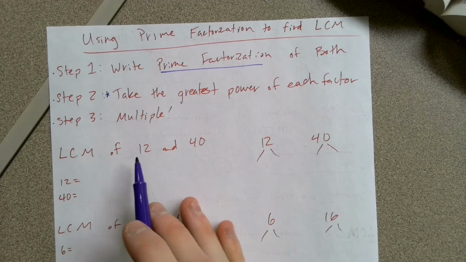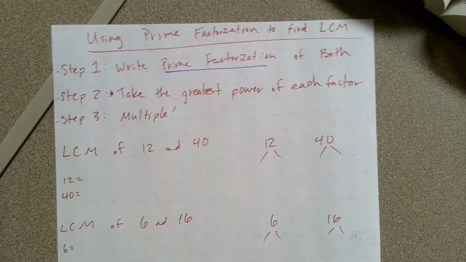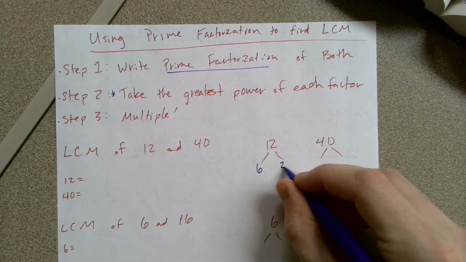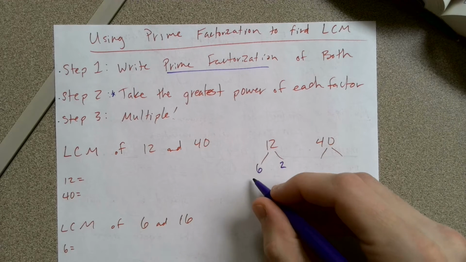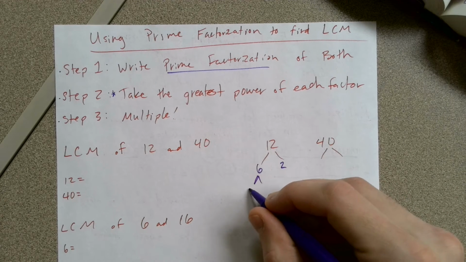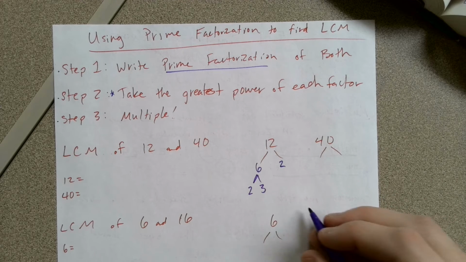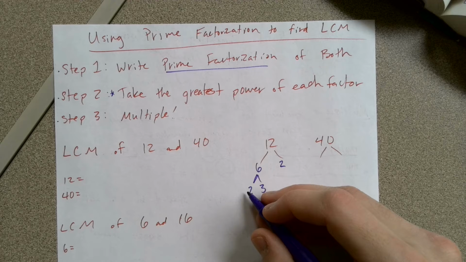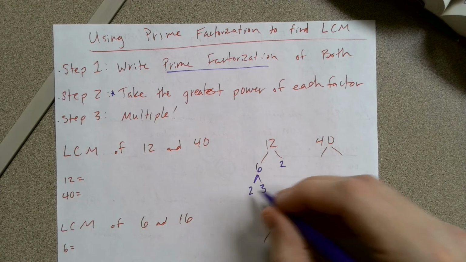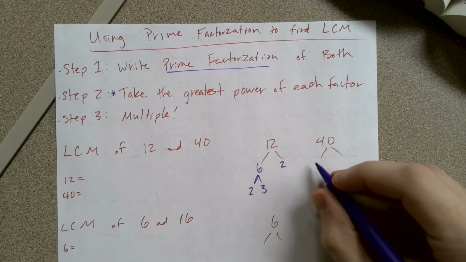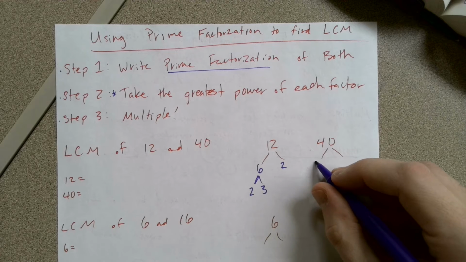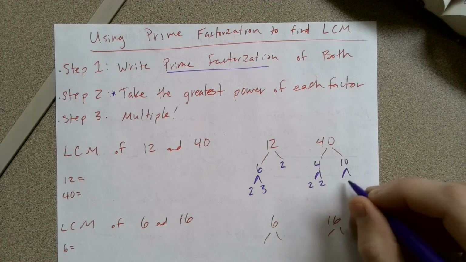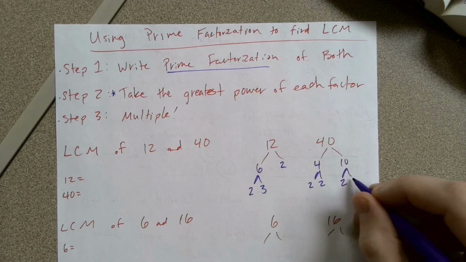So we're finding our least common multiple of 12 and 40. This method, we're going to use that prime factorization. So I'm going to start by doing that. Remember, to do that, we just break down a number all the way until it cannot be broken down anymore. So we're thinking 6 times 2 is 12. To get to 6, we do 2 times 3. These are all prime numbers. They can't be broken down anymore. 40, let's do 4 and 10. And we'll do 2 and 2. And we'll do 2 and 5.